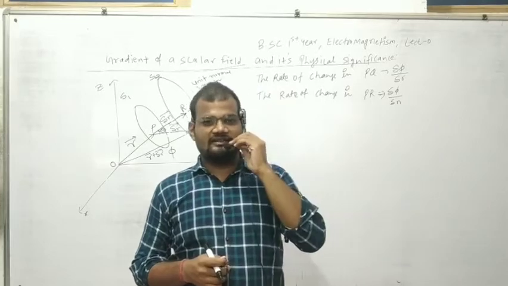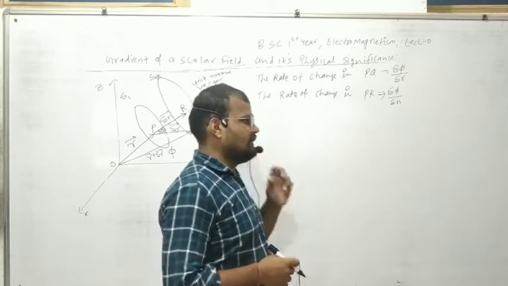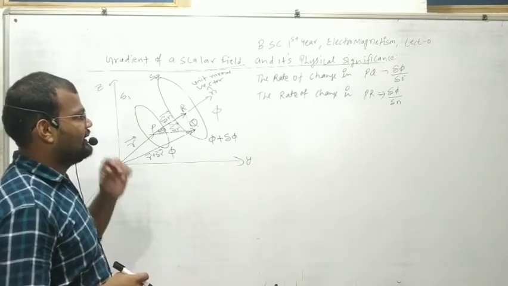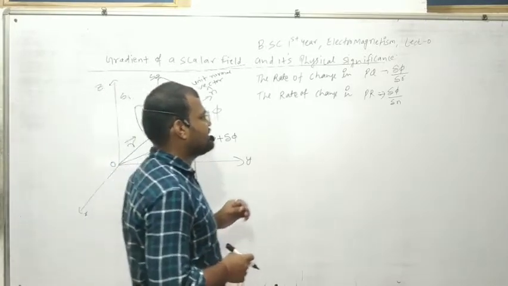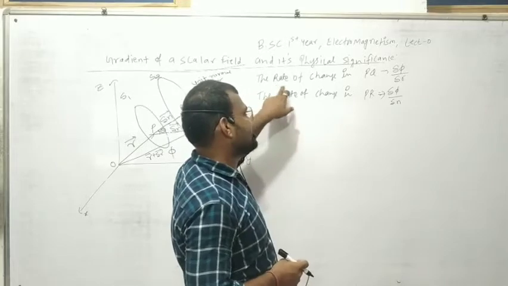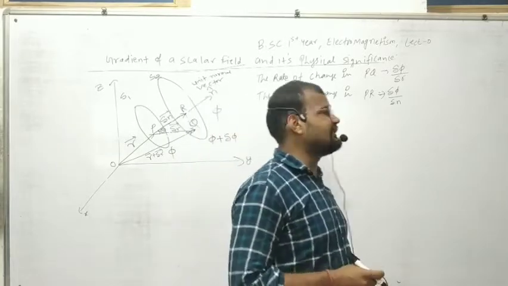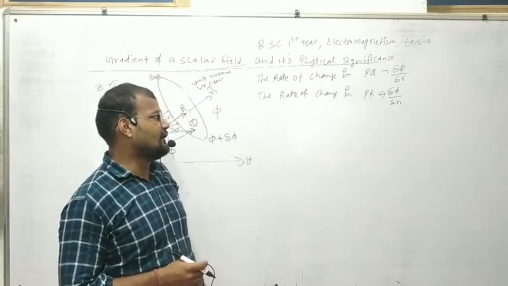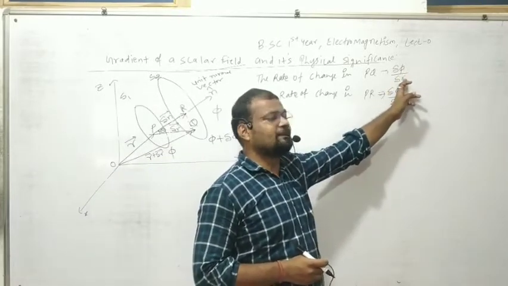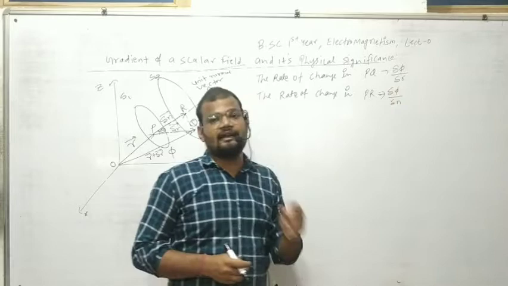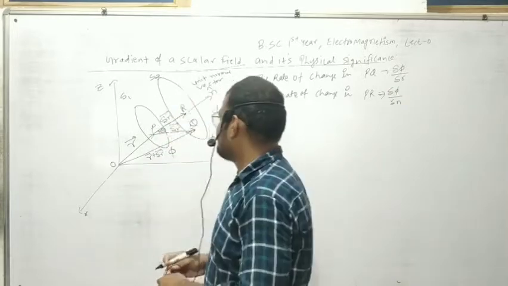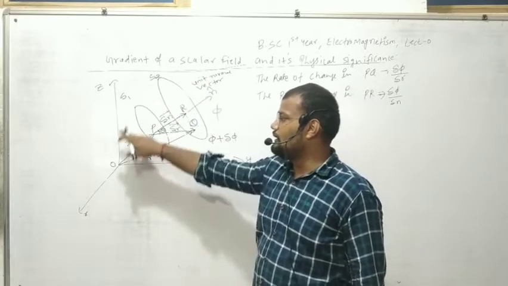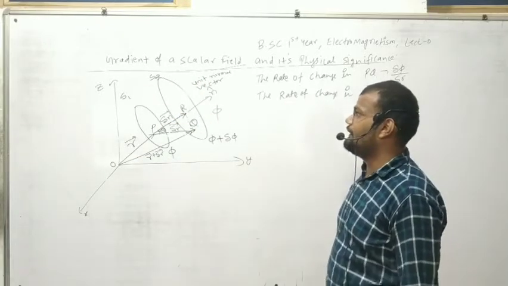So in the last class, we have seen the gradient of a scalar field and its graphical representation. Until then, we have seen the rate of change of the scalar function in the direction of PQ and in the direction of PR, which was ∂φ/∂r in PQ and ∂φ/∂n in PR. The scalar function was represented by φ, and this was your graph or diagram of a gradient.